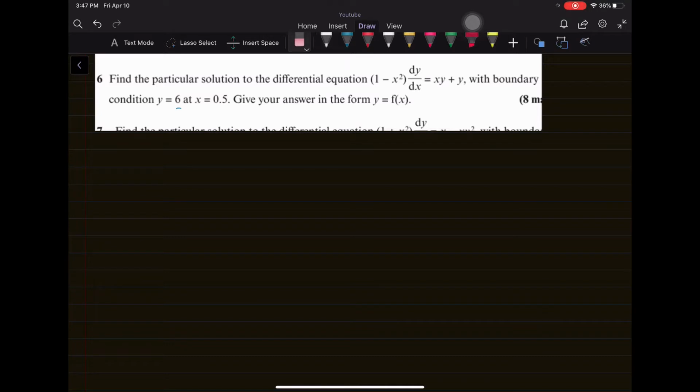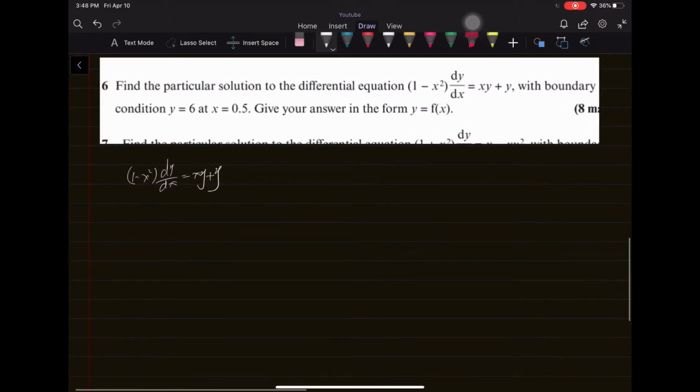So let's begin. It says (1 minus x squared) dy/dx equals xy plus y. We want to put y on the left hand side and put x on the right hand side. So let's go. We get this.